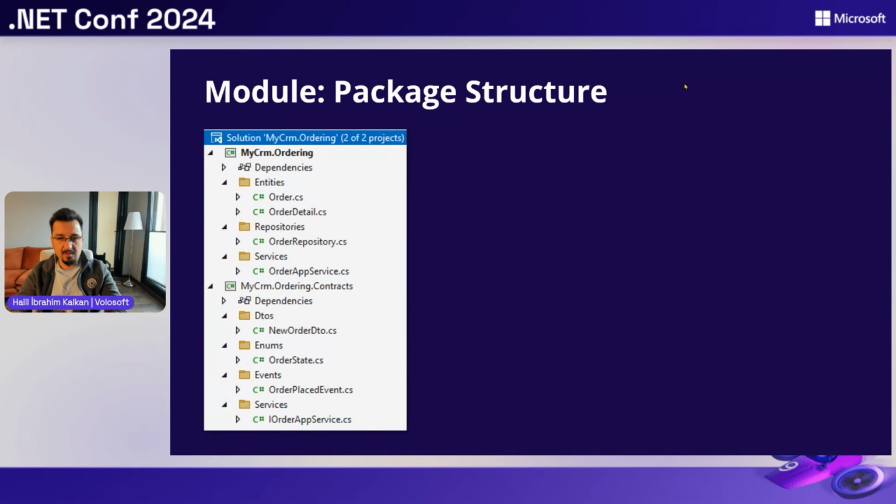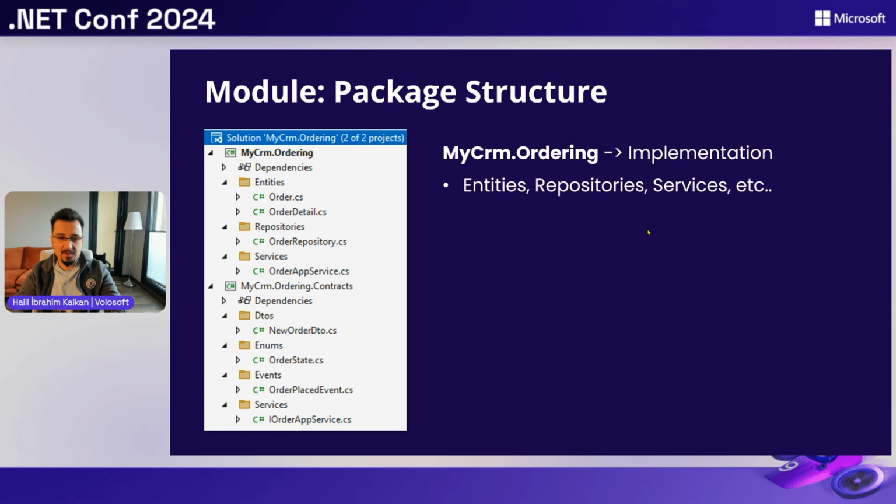I can start by defining how to create a package structure for a module. A module implements some subdomain in your solution, and we can create two fundamental packages or projects in a .NET solution. The first project can implement the entities, repositories, and services. That means the actual implementation of your module.